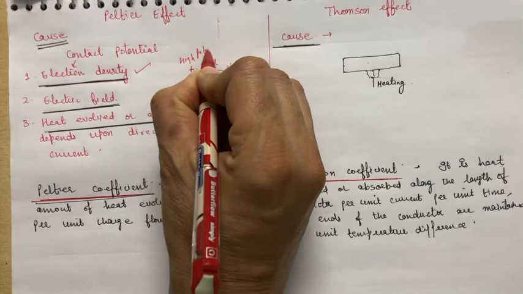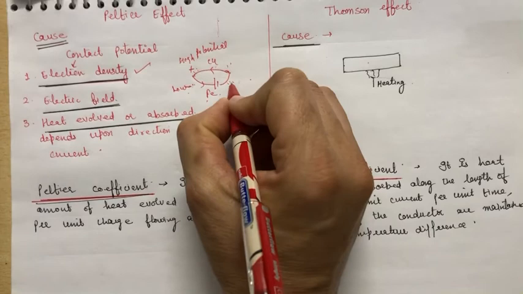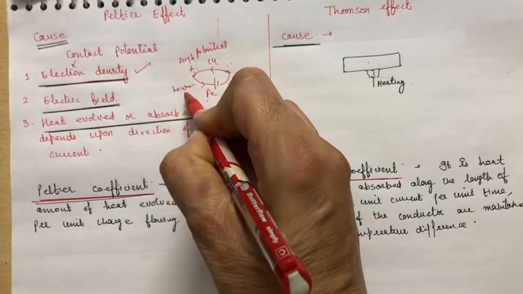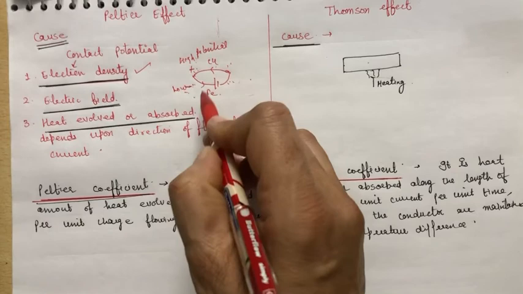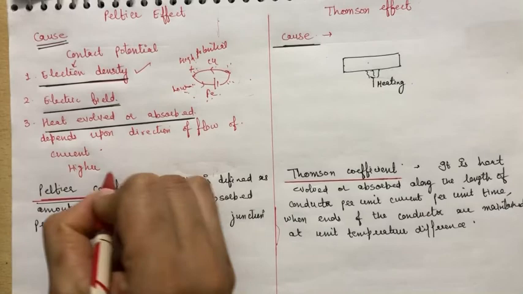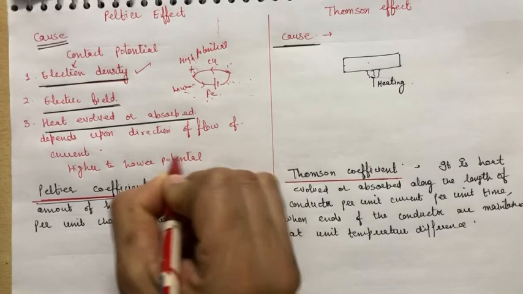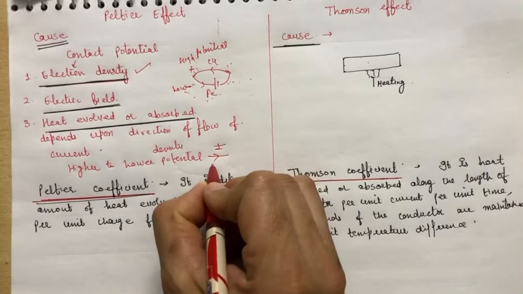Similarly here, when current passes from higher potential to lower potential, from higher to lower, heat will evolve. Okay, so when the current passes from higher to lower, heat is evolved. Higher to lower potential, heat evolved.